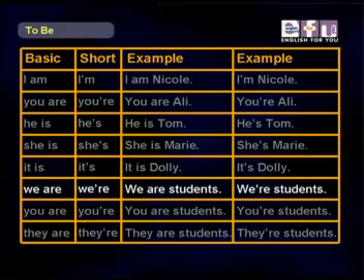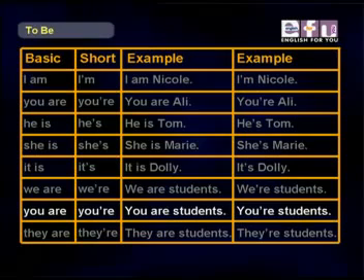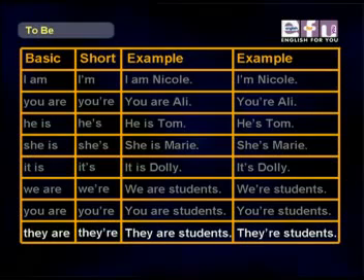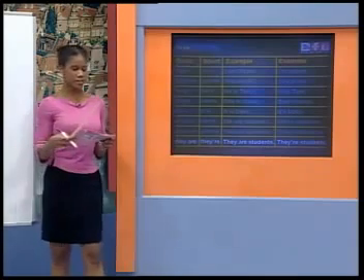We are, we're. We are students. We're students. You are, you're. You are students. You're students. They are, they're. They are students. They're students. All right, very good.